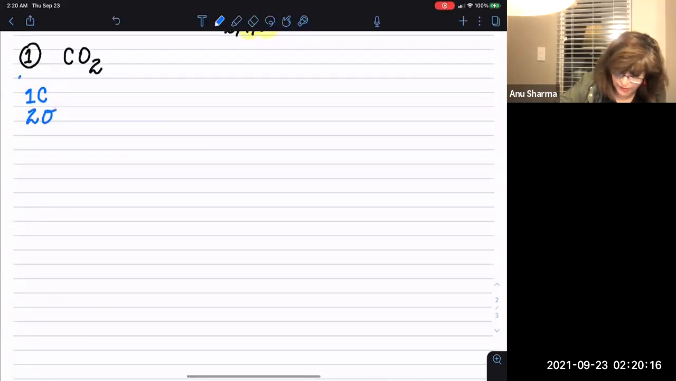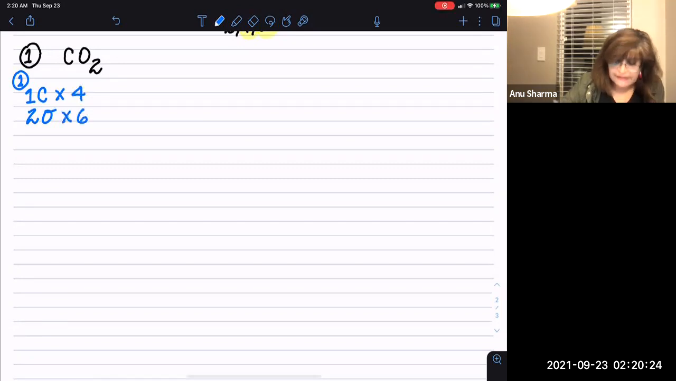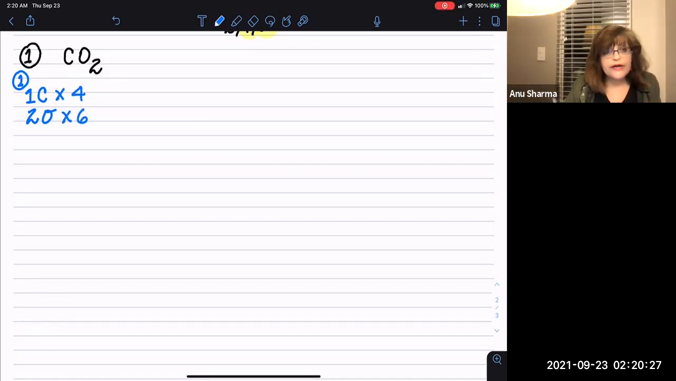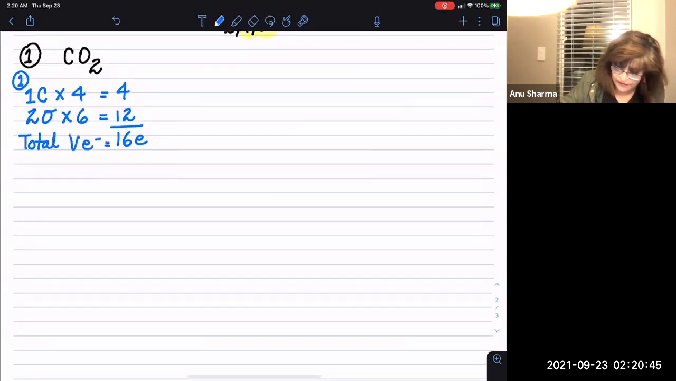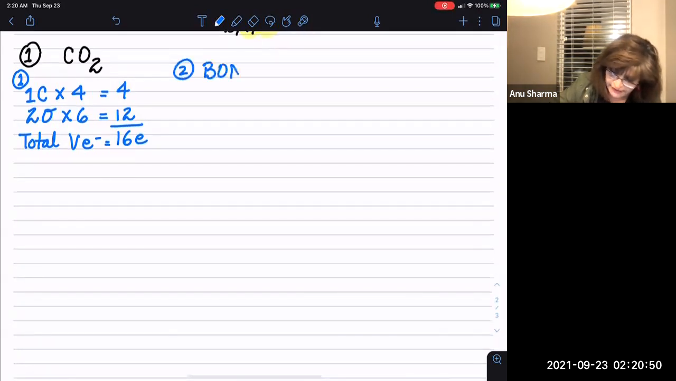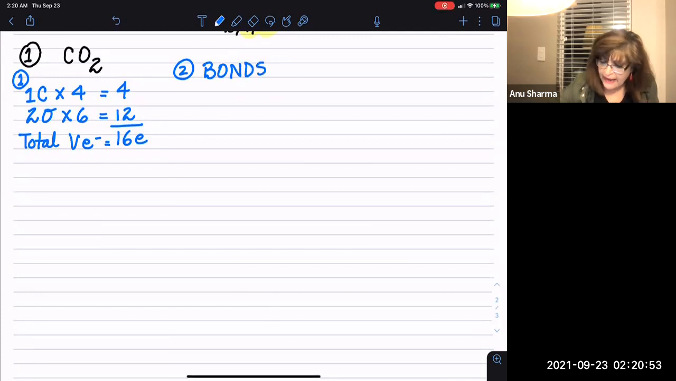So let's count, number one, first of all, the total valence electrons. Carbon is bringing 4 valence electrons. Oxygen is bringing 6 valence electrons. Carbon is in group 4A, so it's 4 valence electrons. Oxygen is in group 6A, 6 valence electrons. So this is 4 plus 6 times 2 is 12. So this becomes 16 electrons. So these are the total valence electrons, 16.